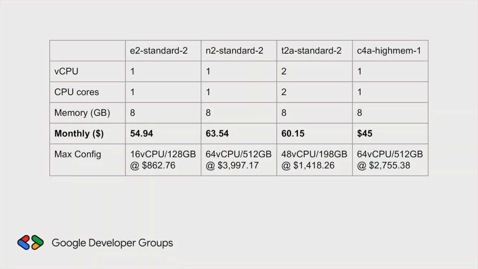So I've added a column here with the C4A high memory, for instance, and what you'd get is 1 CPU. So it looks like what you get with the N2 standard 2 and the E2 standard 2, but this is the C4A high mem 1. You can get it with 1 CPU, 1 CPU core. It's also dedicated 8 gigs of RAM. But what you see here is it costs 75% of what the others cost. Okay, so you have 45 USD per month as opposed to 60 USD or 63 USD.